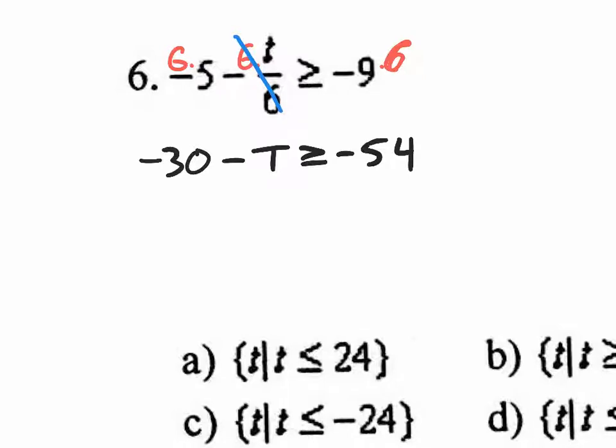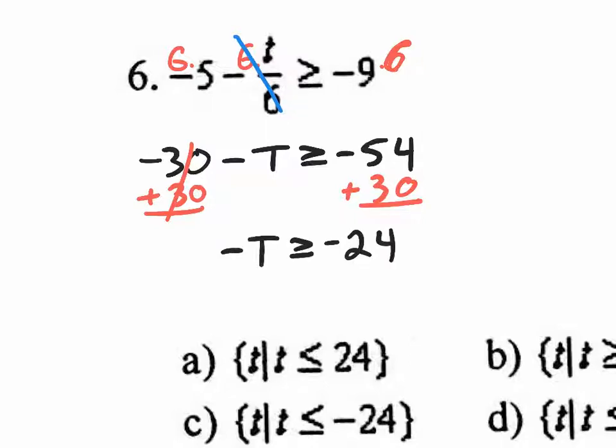So let's get T by itself by getting rid of that minus 30. By doing the opposite, plus 30 cancels out. What you do to one side, do to the other side, plus 30. You will end up with negative T is greater than or equal to negative 24.